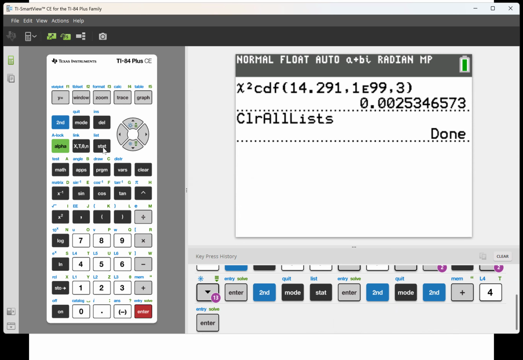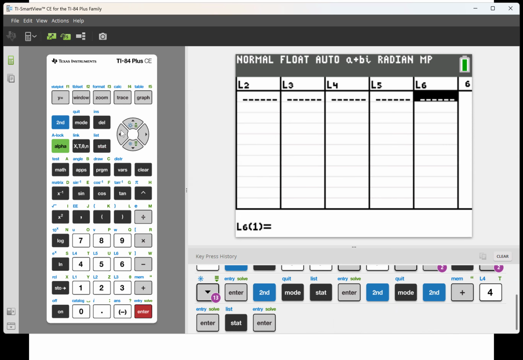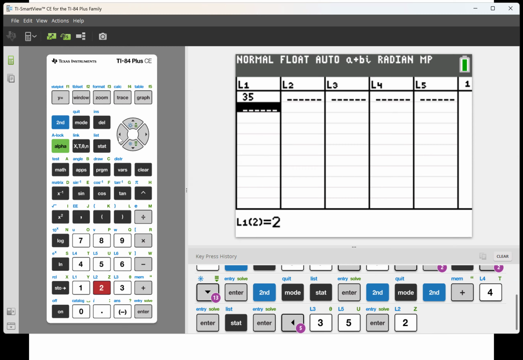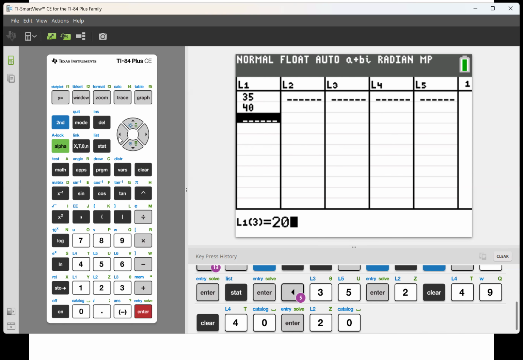And now we can go back in and put that data in a list. So I'm going to put the observed in L1 and the expected, what the teachers thought it should be, in L2. So we had 35 we observed, and we had 40 we observed. And then we had 20, and we had 5.